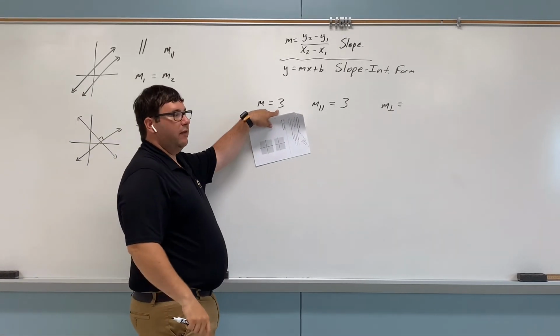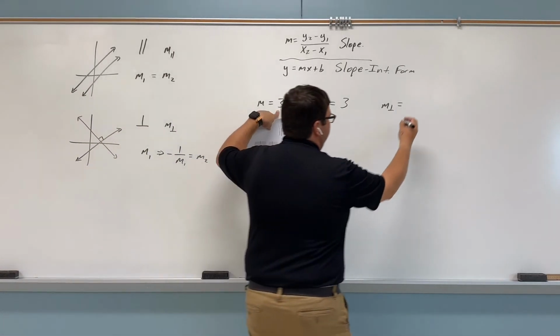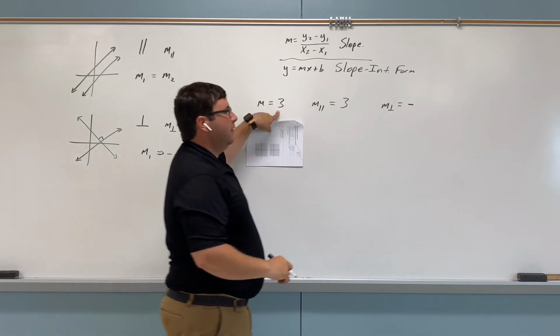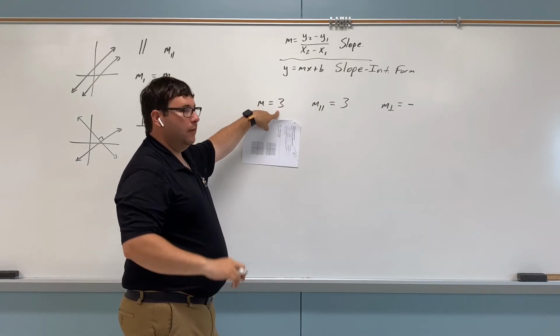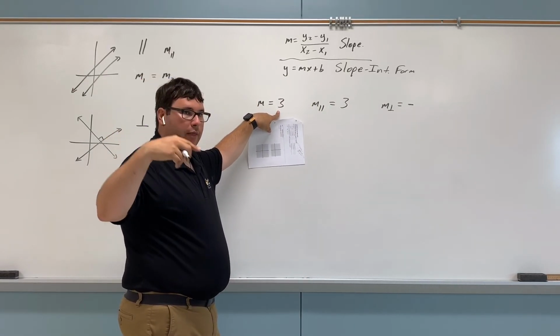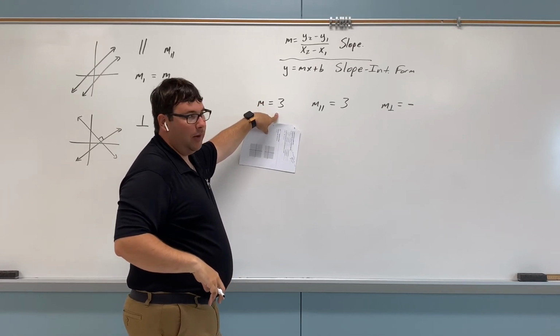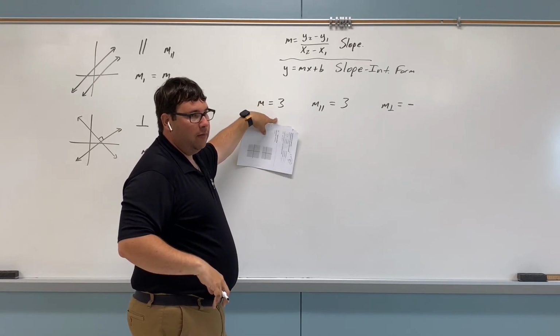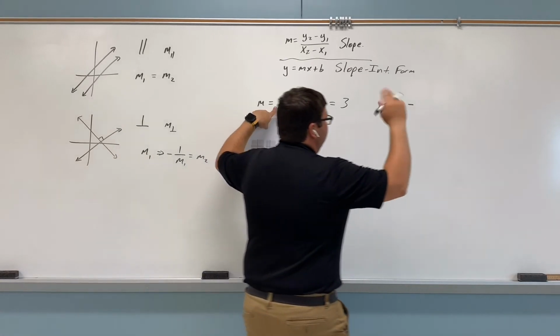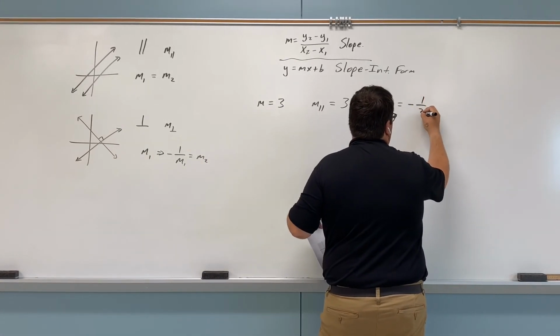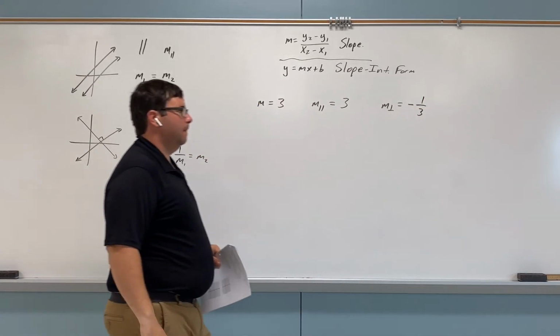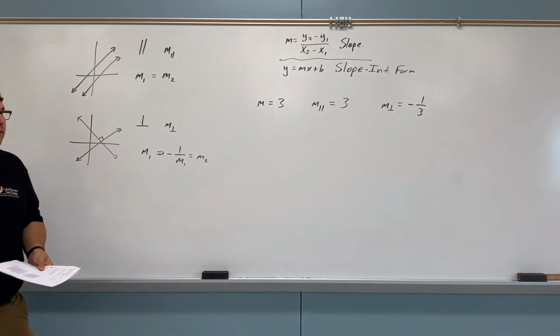Right now I have a positive 3, so opposite means negative. And reciprocal of a whole number means you have 1 over that value, because this is like 3 over 1. The over 1 is implied here. To reciprocate that, that would be 1 over 3. And that would be your perpendicular slope.